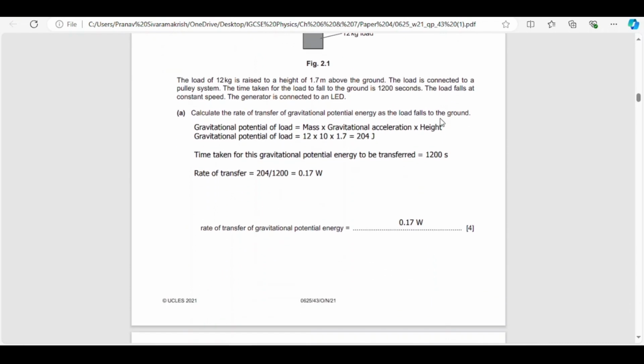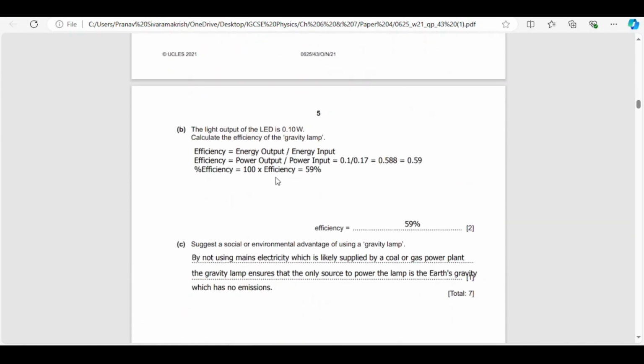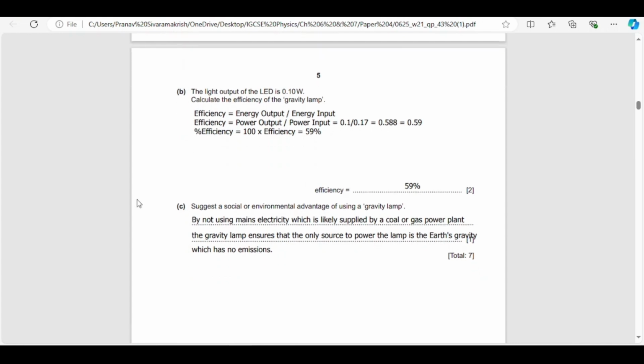The amount of input that you get because of the falling load is 0.17 watts. So the efficiency is the useful energy output divided by the total energy input, or the useful power output divided by the total power input. We know the useful power output is 0.1 watts, and the power input is 0.17 watts. That gives us a value of 0.59, or 59%. You multiply the decimal value by 100, and that gives you the percentage efficiency. That is how you would calculate that.